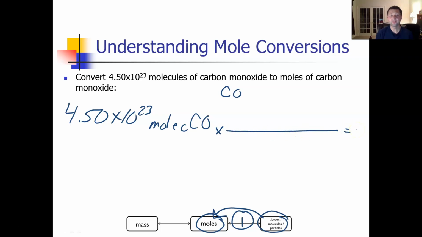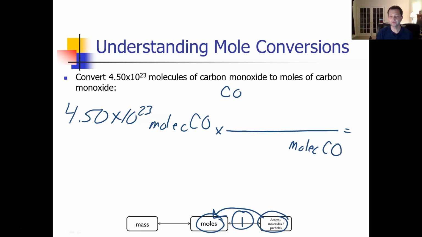Let's factor label it. You want to cancel out molecules of carbon monoxide. So, just like always, for every factor label problem we've ever done, what you want to cancel out goes on the bottom if it's on top here, which it is. So let's put it on the bottom.